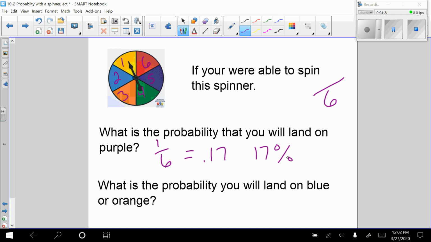If it asks you, you're going to say that this is approximately 0.17, or 17% of the time you're going to land on purple. And then it says, what's the probability that you will land on blue or orange? Well, how many blue, how many orange do I have? I have 1 of each. That means I have 2 out of the 6. Again, simplify that down to 1/3 and then change it to a decimal and a percent. That's 0.33 or 33% of the time, I'm going to land on either blue or orange.